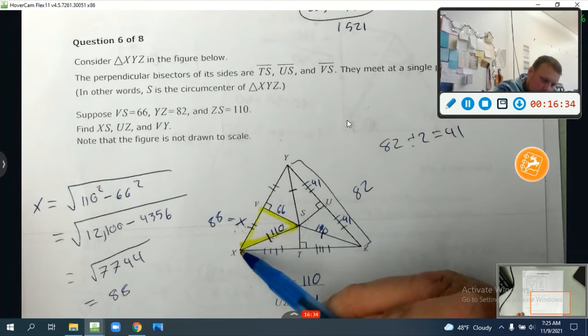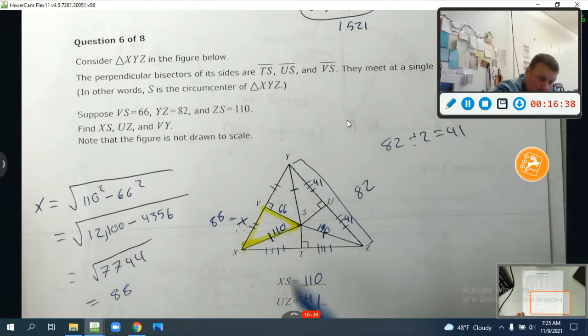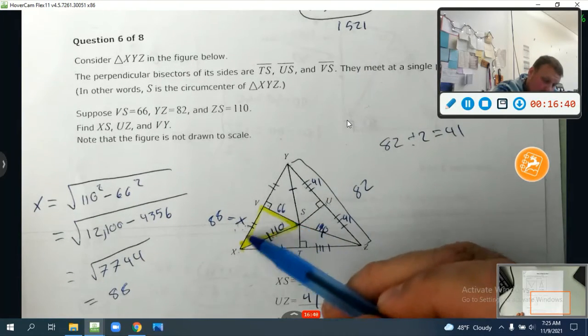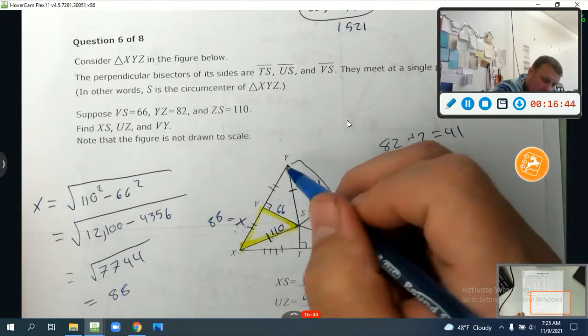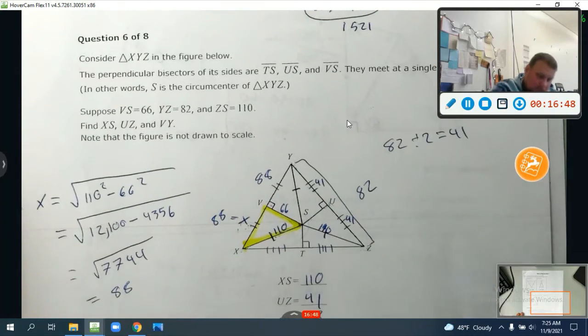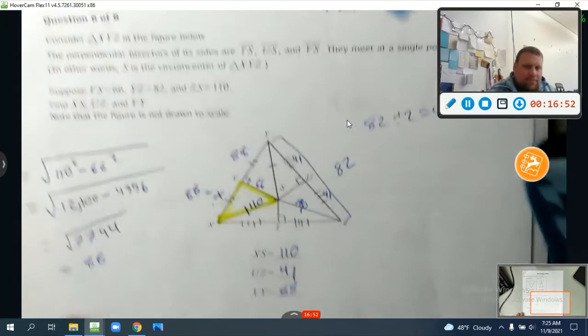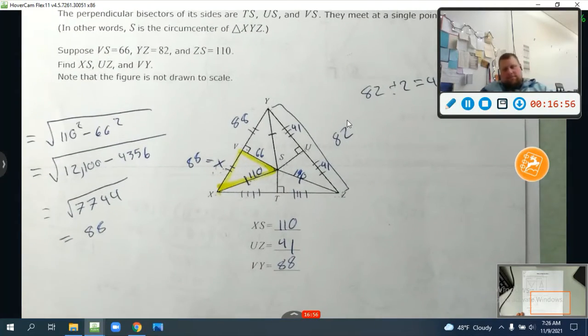Here's what I also know. XV and VY are the same measure because, again, that was a perpendicular bisector. SV is. So that means VY equals 88 as well. Boom. Good problem. Love it. Take a look at that for a minute. Let's do this. Okay.